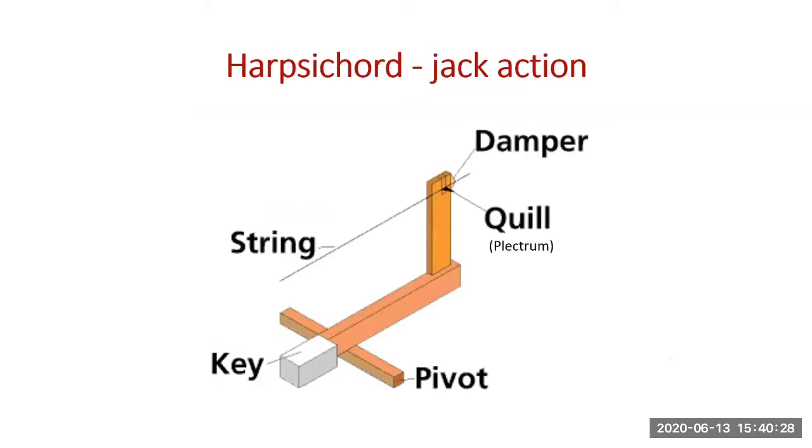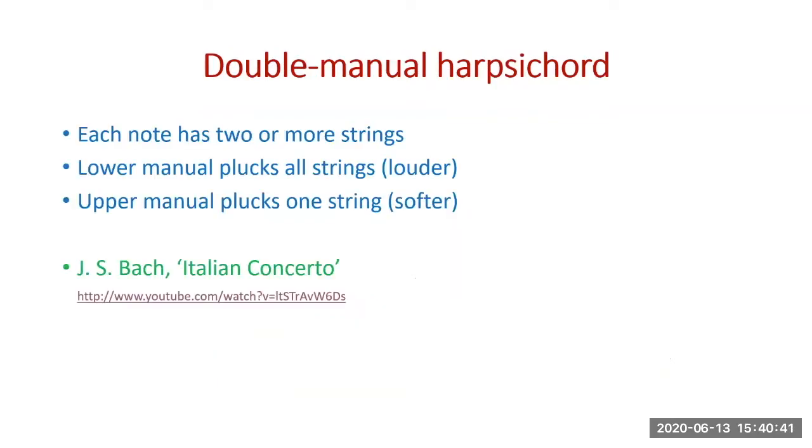Now the one drawback of the harpsichord action is that you can't control the volume. Once you've pressed the key, the mechanism lets the jack fly, and at that point it's all out of your control. So that's where the double manual keyboard comes in.